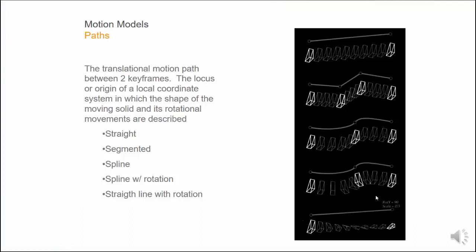Earlier I suggested that we can control the movement of objects using paths. Those paths can be a simple straight line with two vertices. You can have running lines, which we know are a series of straight lines or segmented, a combination of arcs, and then a combination of splines.